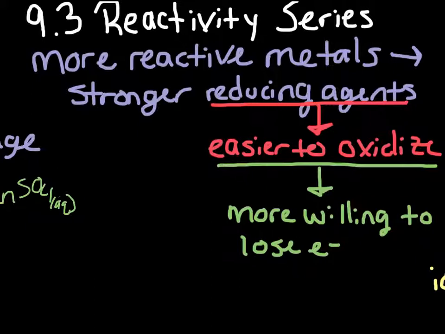We're going to look at the metals first. The more reactive the metals, the stronger reducing agents they are. Remember from 9.2, a reducing agent means that the element's going to be oxidized, but it's going to force the other compound to become reduced. So if it's a stronger reducing agent, it is easier to oxidize that element, which means that element is more willing to lose its electrons.